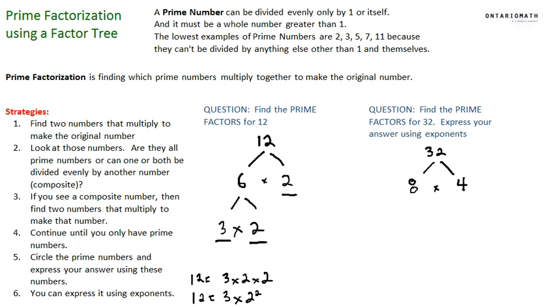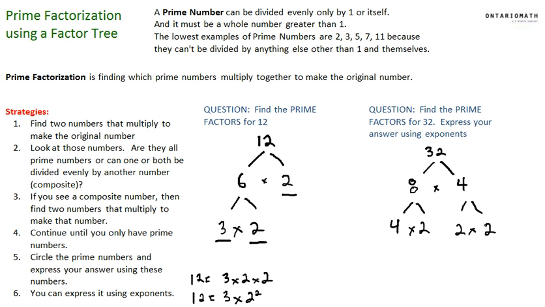It doesn't have to be 8 times 4. You could have chosen another two numbers, like 16 times 2. It'll still work the same way, but I just thought of 8 times 4. It will work even if you start off with two different numbers. 8 is definitely a composite number. 4 times 2 equals 8. 4 is a composite number too, so I can branch off there.